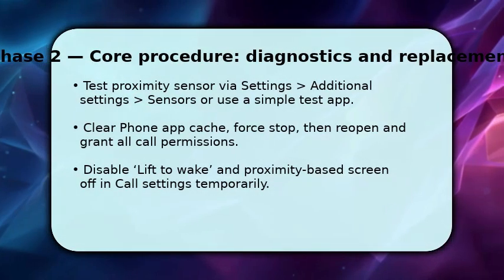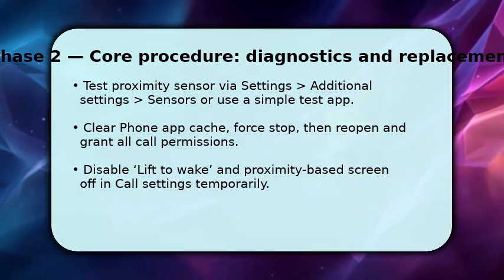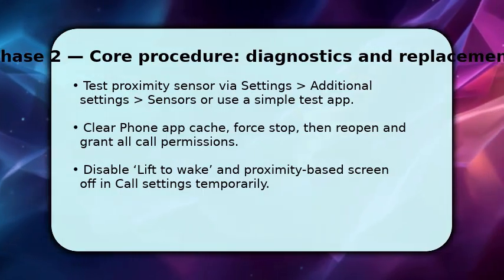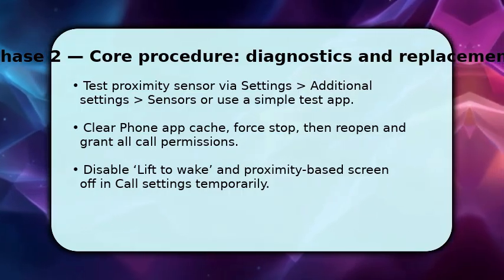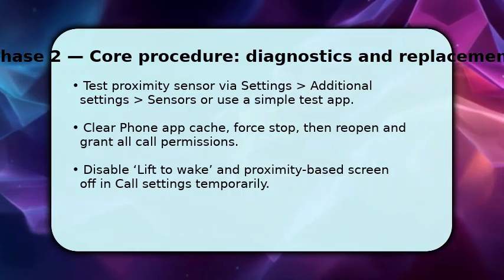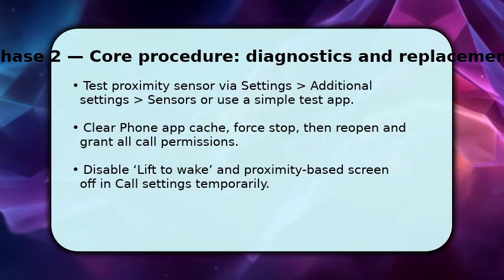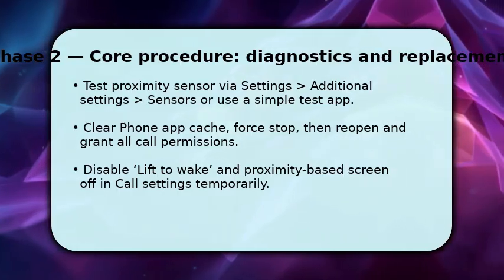You now test the proximity sensor and correct app behavior. Open the sensor test in Developer Options or a small diagnostic app and cover the sensor to confirm it reports covered/uncovered. If it fails, clean the sensor area and remove the case or protector that may block it.